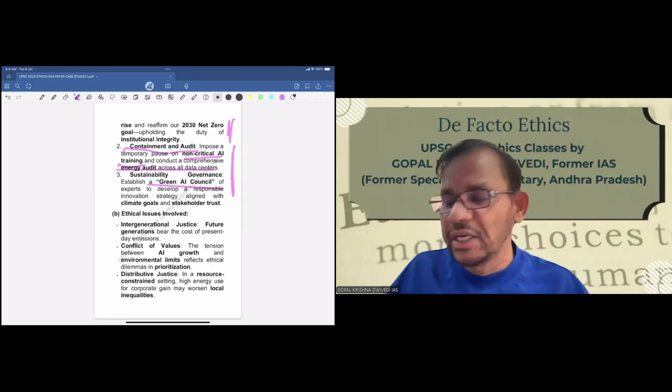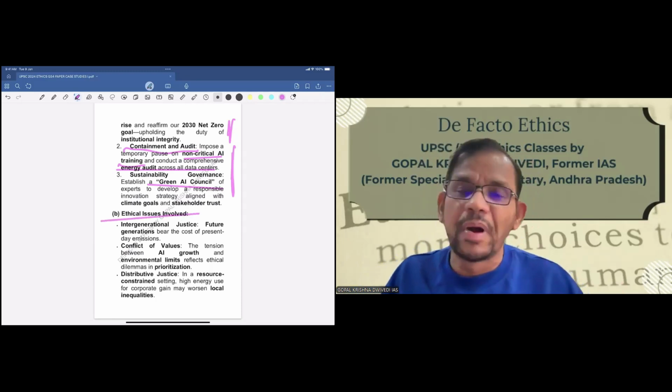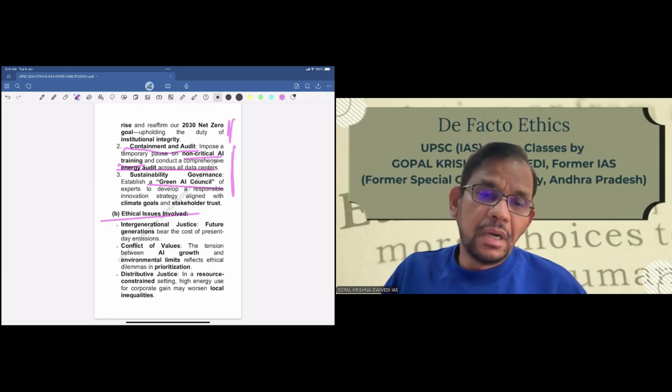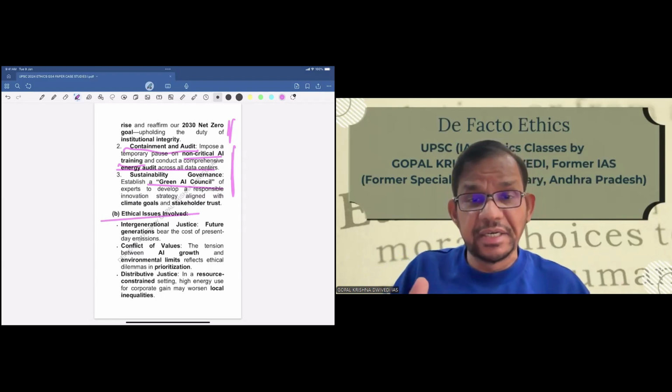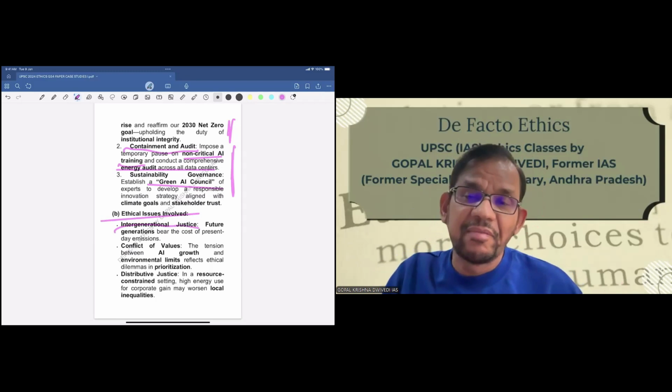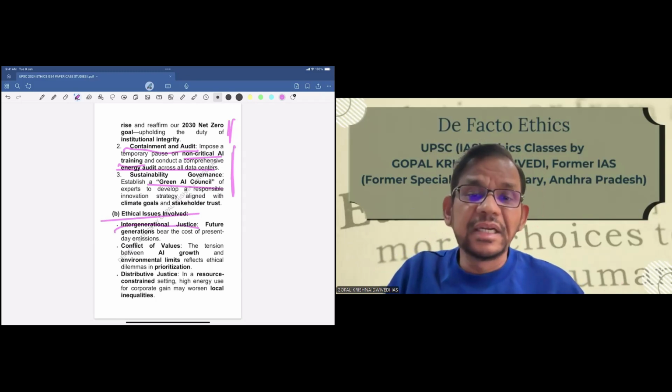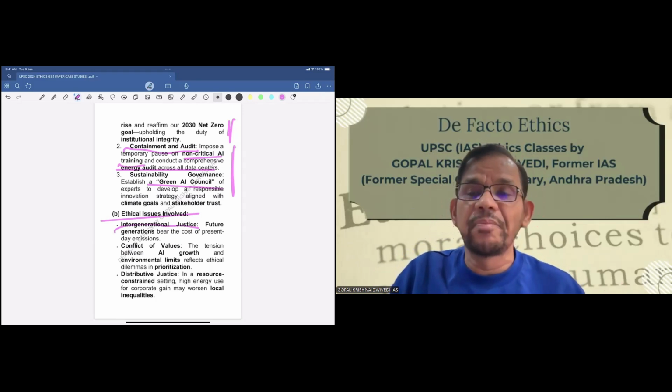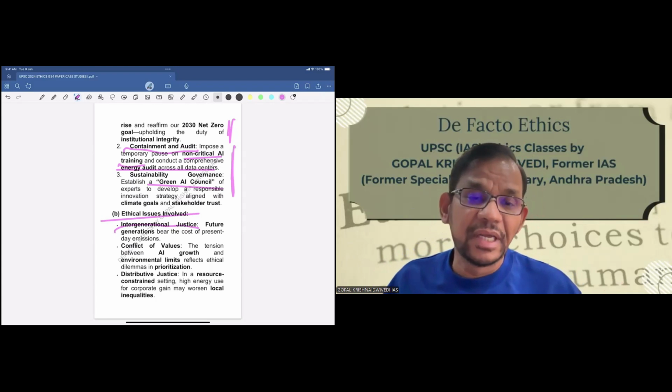Now, what are the ethical issues involved in this? Now, we will reach part B. First is intergenerational justice. This is very important because whenever you are dealing with any environmental case study, this intergenerational issue will definitely come. And here also it's involved because future generations bear the cost of present day emissions. So this is the first ethical issue which is involved here.